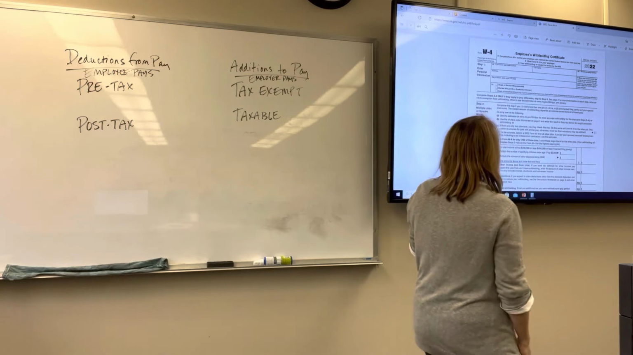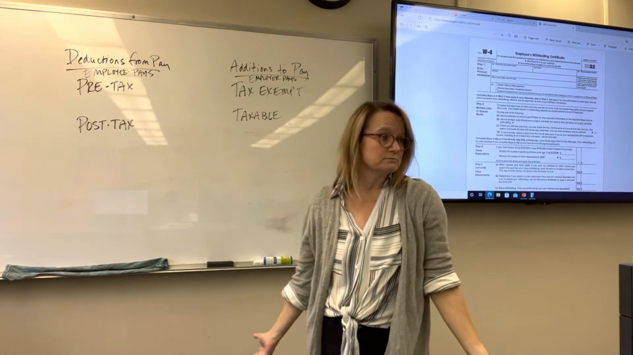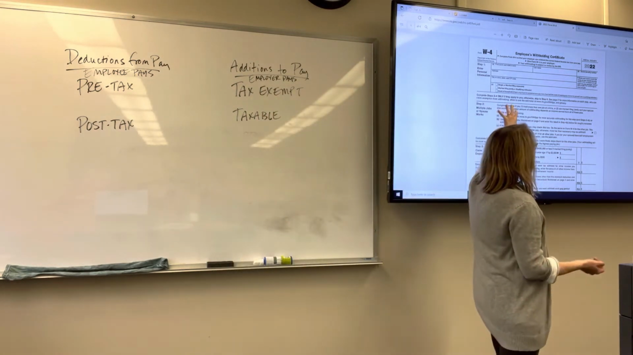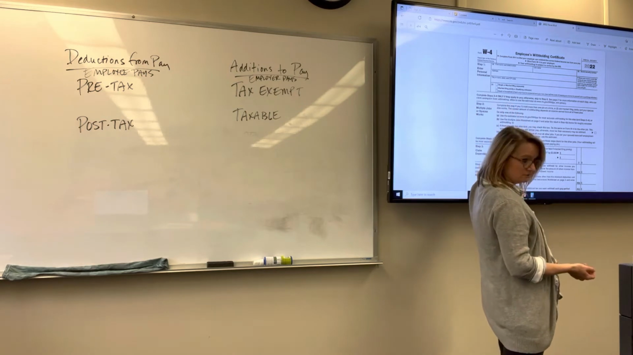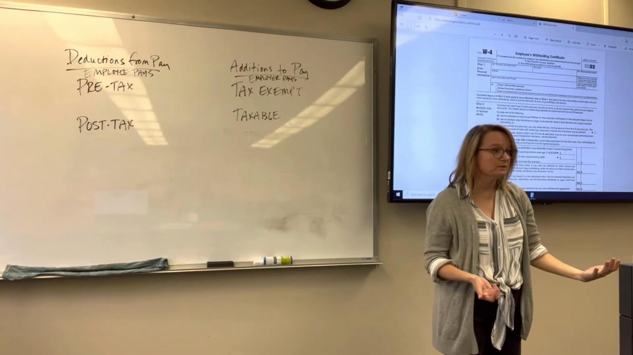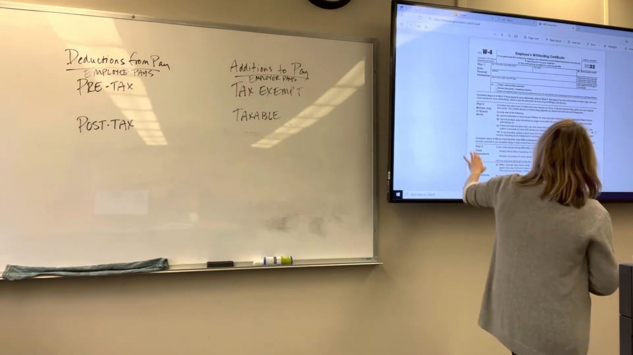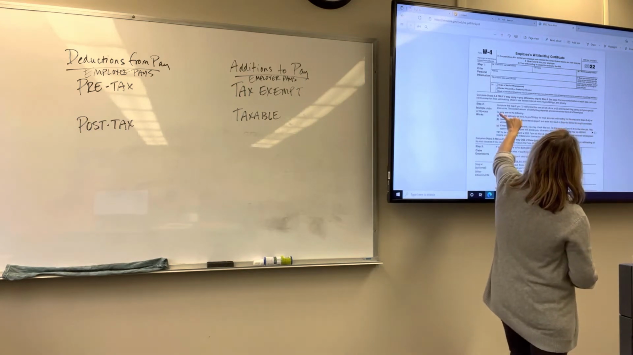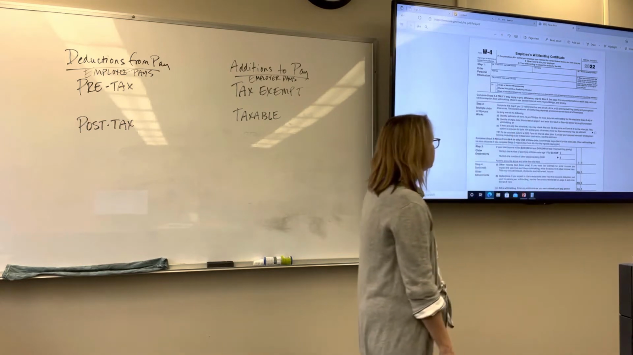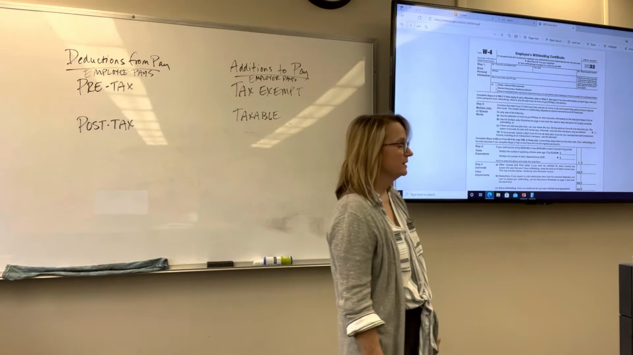All right, so step 2 is if you have multiple jobs or your spouse works. If you're married and your spouse works, you need to read all of this and answer the questions appropriately. If you have more than one job as well, read all of this and answer the questions appropriately. Do only one of the following. The first one is you can use the estimator at the web address listed there.